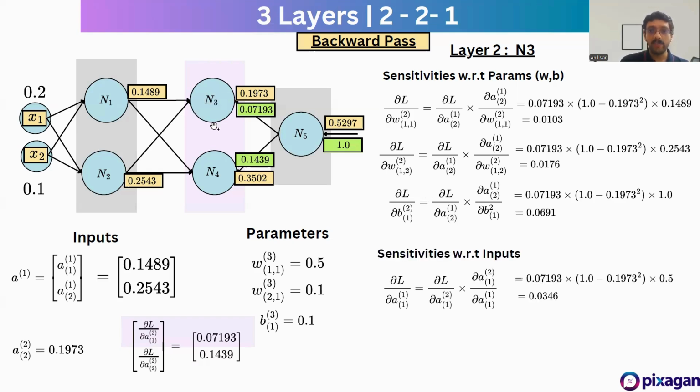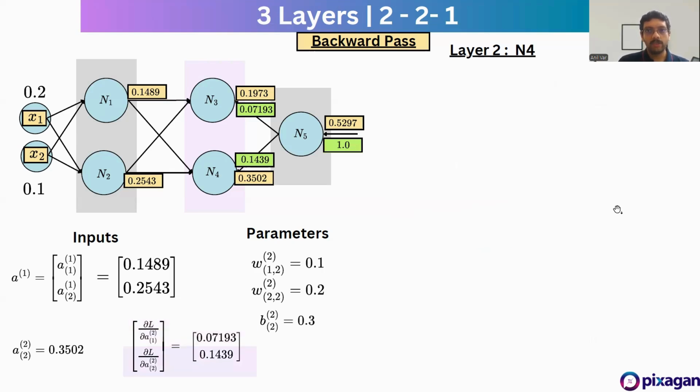And then what do we have? We have the sensitivity with respect to the inputs to this neuron, which is what you get from N1 and what you get from N2. So it's dL with respect to layer 1, output 1, and dL with respect to layer 1, output 2, which are the inputs to this neuron. You get that. So this is exactly what we did in N5.